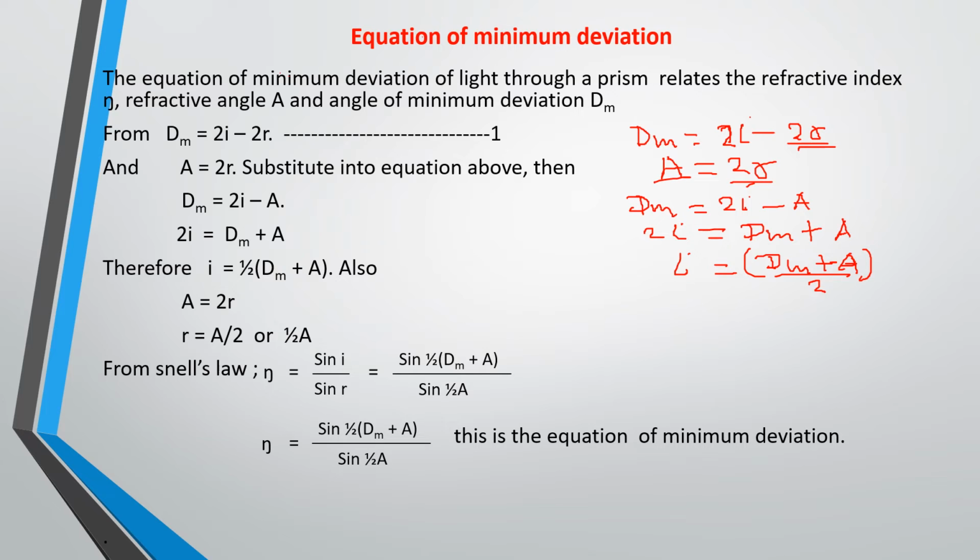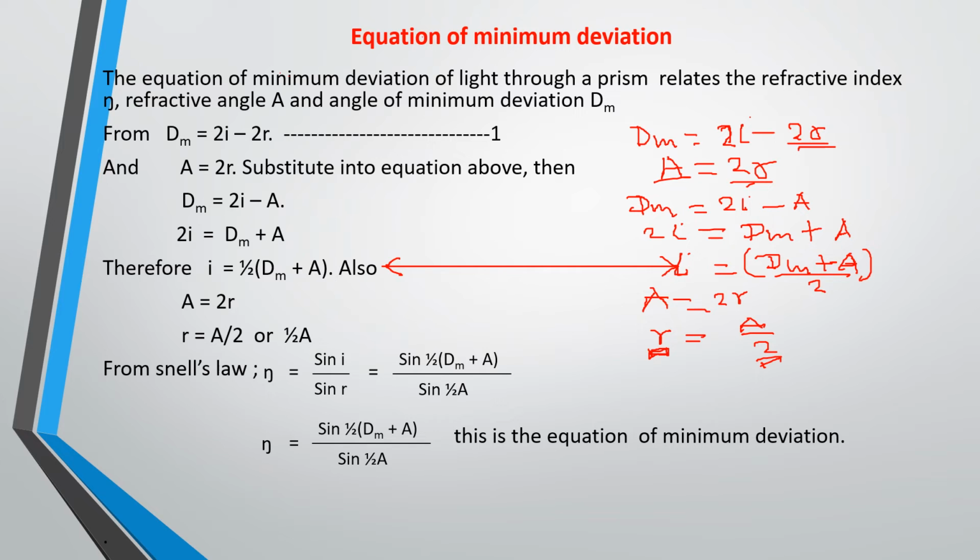That is what we have here. From the second one, we said that A is equal to 2r. So r is equal to A over 2. So now we have r, the refracted angle, and the angle of incidence. These are the two that we have.